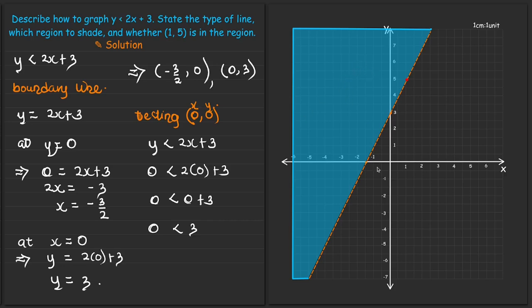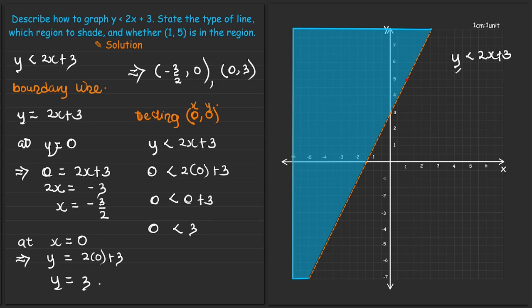And then you determine which of the regions actually satisfy your inequality. It is easier, you test with your origin, that is 0, 0. Then determining whether 1, 5 is in the region, it is no, because 1, 5 falls on our line, you see. And on the other hand, we could even test with the inequality.